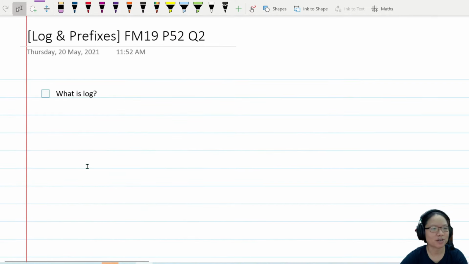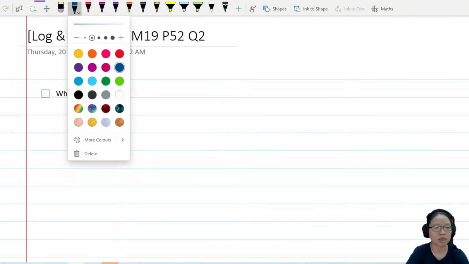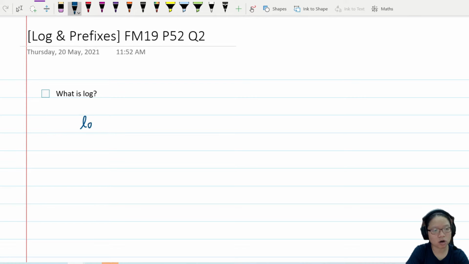All right, let's start from the top. What is log? Generally when log presents itself in maths, you will see something like log with an A here and a B here. This A is our base, log base A. A is known as our base, and B is known as our number.